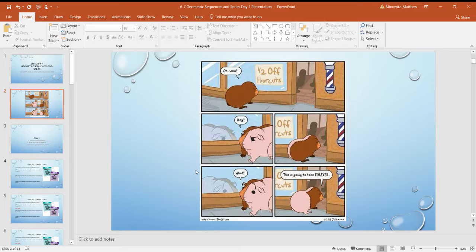So this is a nice comic I've seen before. Half off haircuts, where the animal gets half of his hair cut off, and then half of his hair cut off, and half of his hair cut off. And it's a sequence where there's constantly half the hair there was before. It's an okay joke.